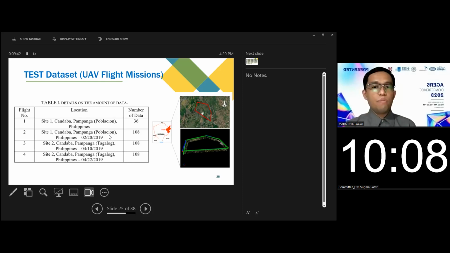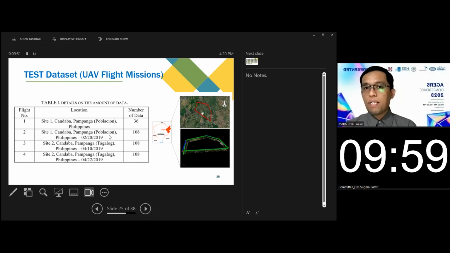For flight number 1, we selected 36 images. We limited the number of images because in our comparison to existing software like AutoStitch and PTGui, it consumes too much time when we try more images. So for site 1, we have 36, for flight 2, 108, and down to flight 4, 108 images.